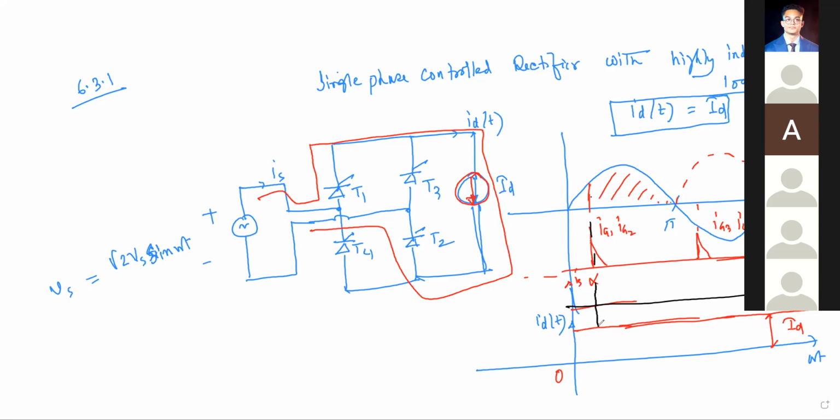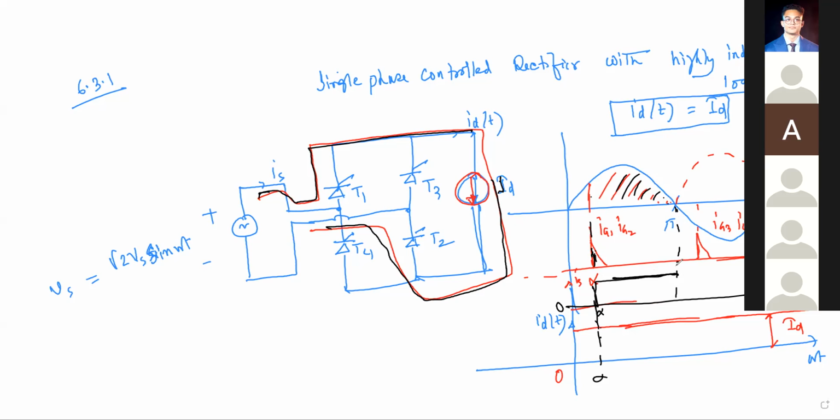So IS will be, at 0 this is alpha, so IS should be, look here, what will be the IS? IS should be your ID, right? Capital ID. Am I correct or not? Yes, sir. Okay, so up to pi we don't have any problem because we are getting the positive voltage, and we have already triggered, and T1 and T2 can conduct.